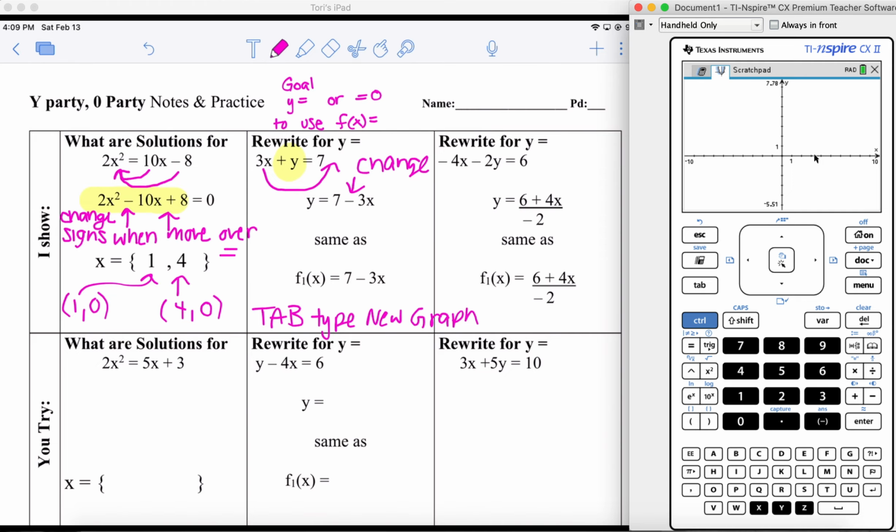But if I was going to type it in the calculator, I would be able to come up here to the button tab, T-A-B, and I could type that equation in now that it starts with y equals. So 7 minus 3x, enter. I could answer a lot of different questions with it. I could answer where does it cross the x-axis? It's like 2 point something. I could answer where does it cross the y-axis, like 7 point something.